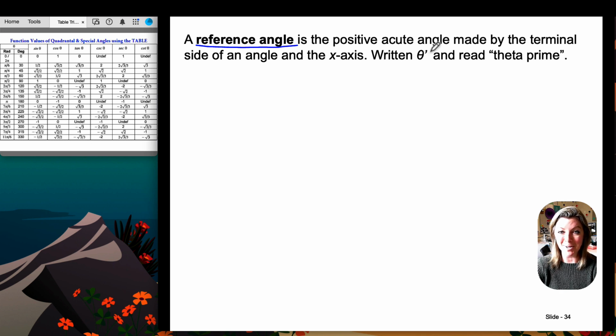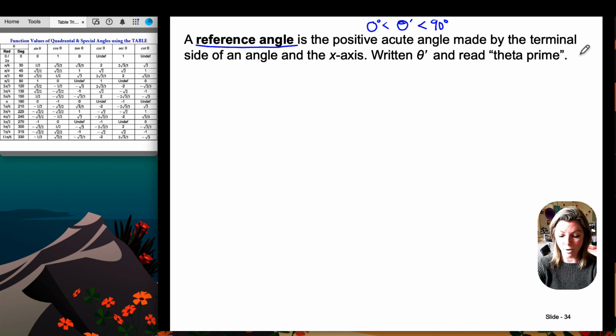Okay, that was a lot of terminology in that definition, so let's break it down a little bit. A reference angle is a positive acute angle. So our theta prime needs to be positive and acute, so it needs to be strictly between 0 degrees and 90 degrees. Okay, continuing with our statement. A reference angle is a positive acute angle made by the terminal side of the angle and the x-axis. It's written as theta prime and read theta prime.